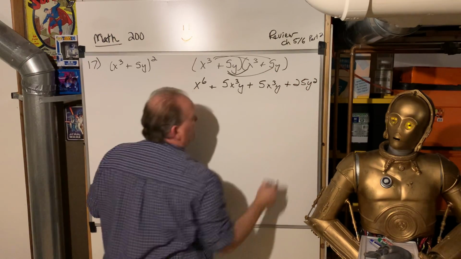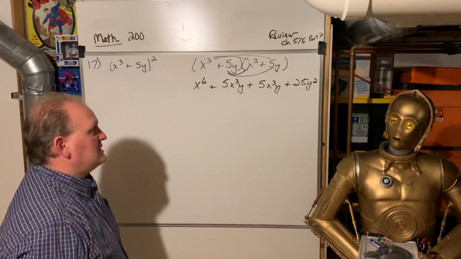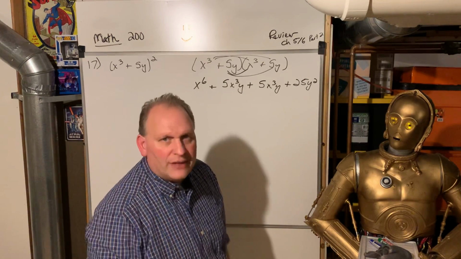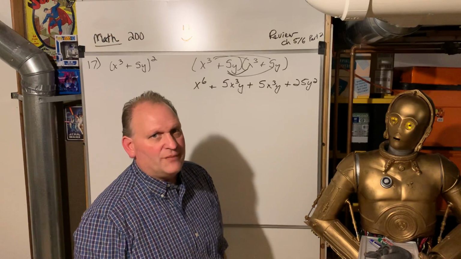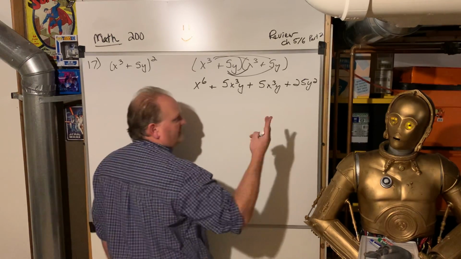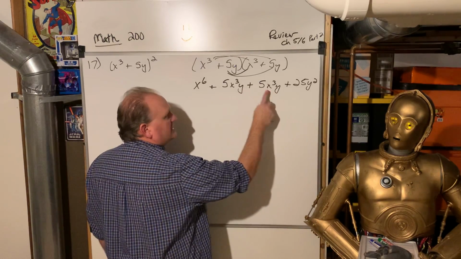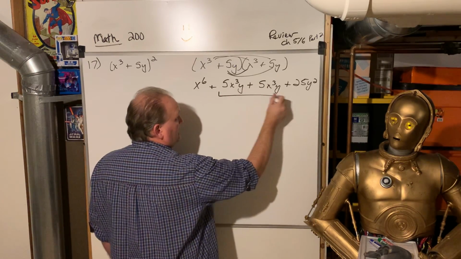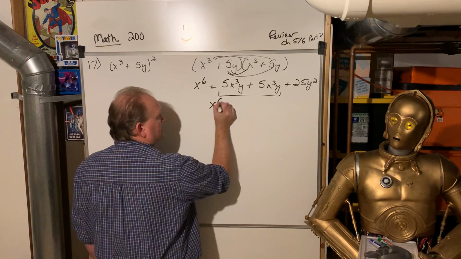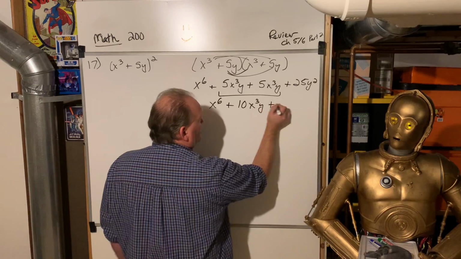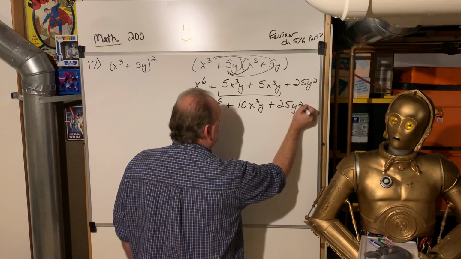Now, students ask all the time, wait, I have y x cubed instead of x cubed y. It's fine, either way is fine. Order doesn't matter with multiplication, remember. Commutative property, you can switch them around. But whatever way you decide, do it on both of them so you remember that those are like terms and you can combine them. So we have x to the sixth plus 10x cubed y plus 25y squared.